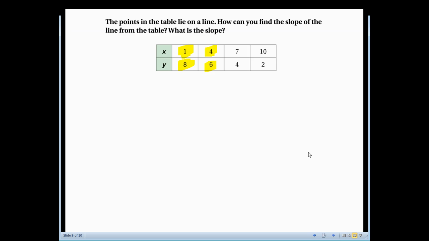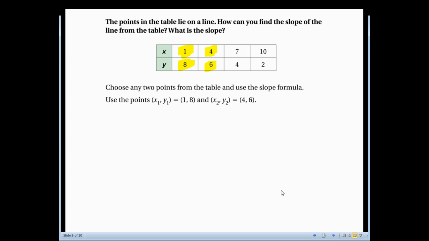Then what are we going to do? We want to find the slope. We just picked our points, and you see we use the points 1, 8, and 4, 6. We put the formula down and put the numbers in there: 6 minus 8 over 4 minus 1. And we get our slope, which is negative 2/3.